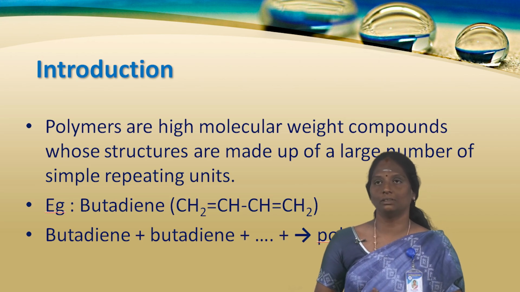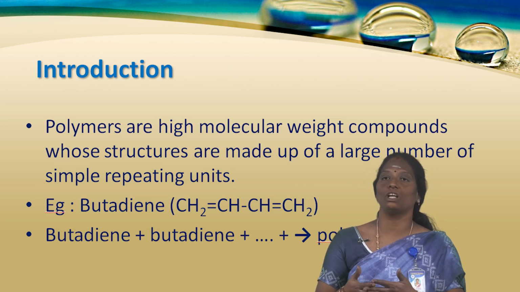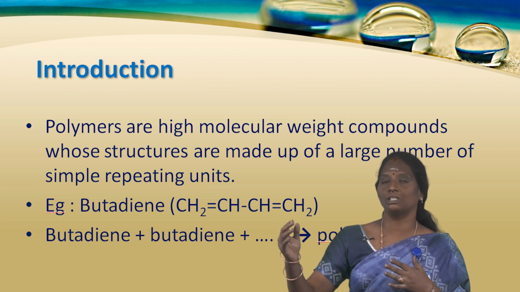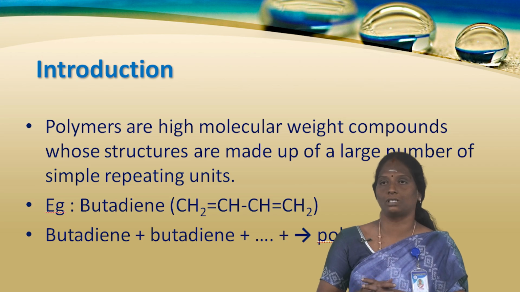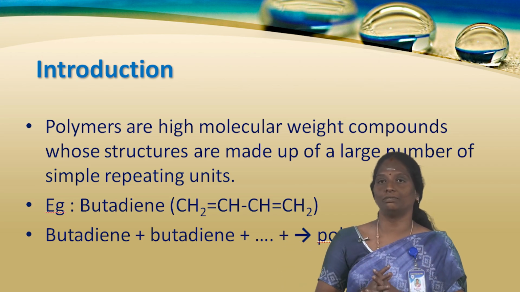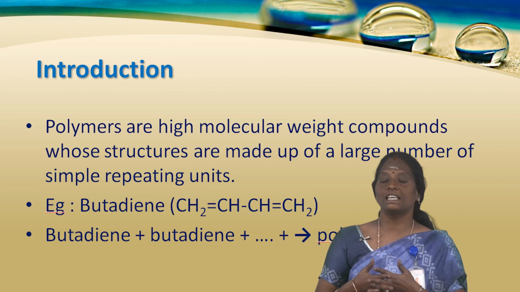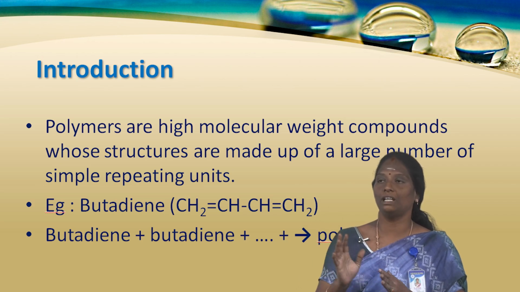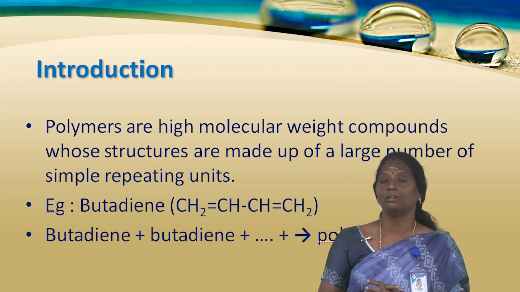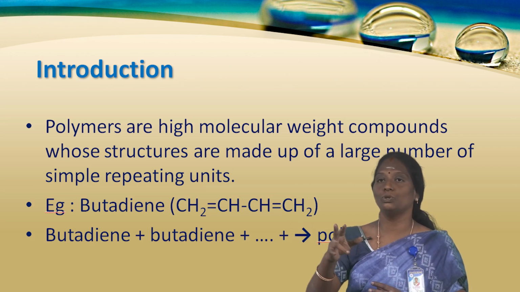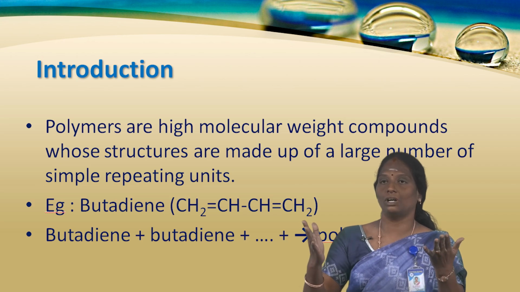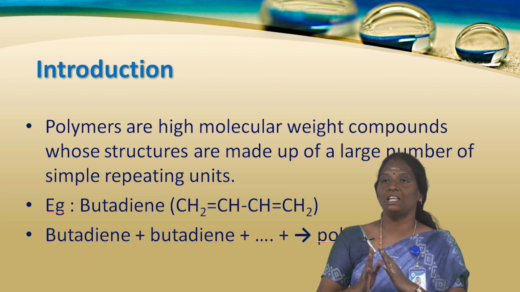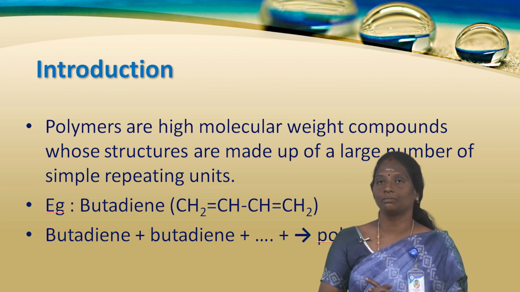What are polymers? Polymers are high molecular weight compounds whose structures are made up of large number of simple repeating units. The interlinking of many units has given the polymer its name poly. What is meant by poly? Poly means many. The word mer means units. So, this is called as polymer. Many units, combination of many monomers is called as polymer.